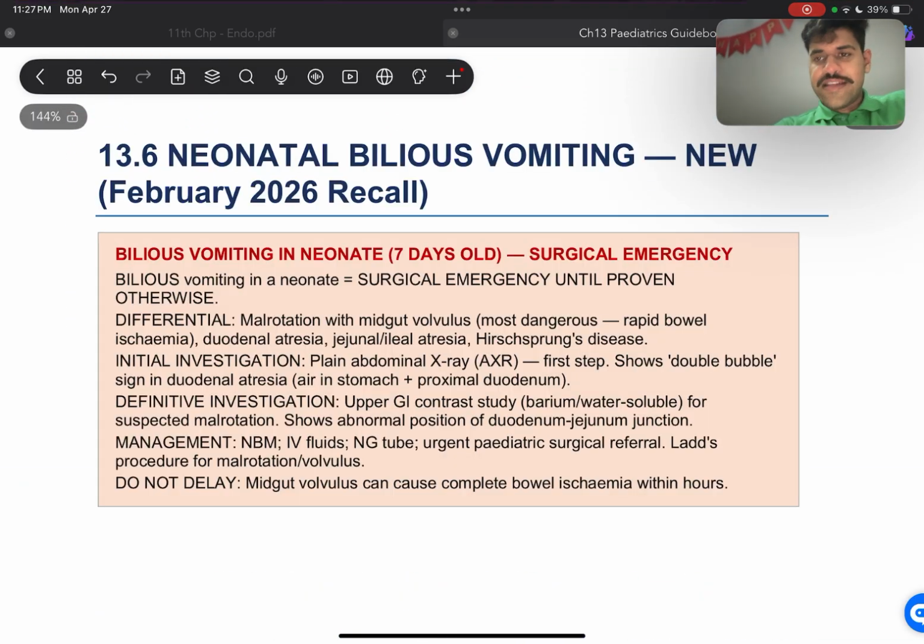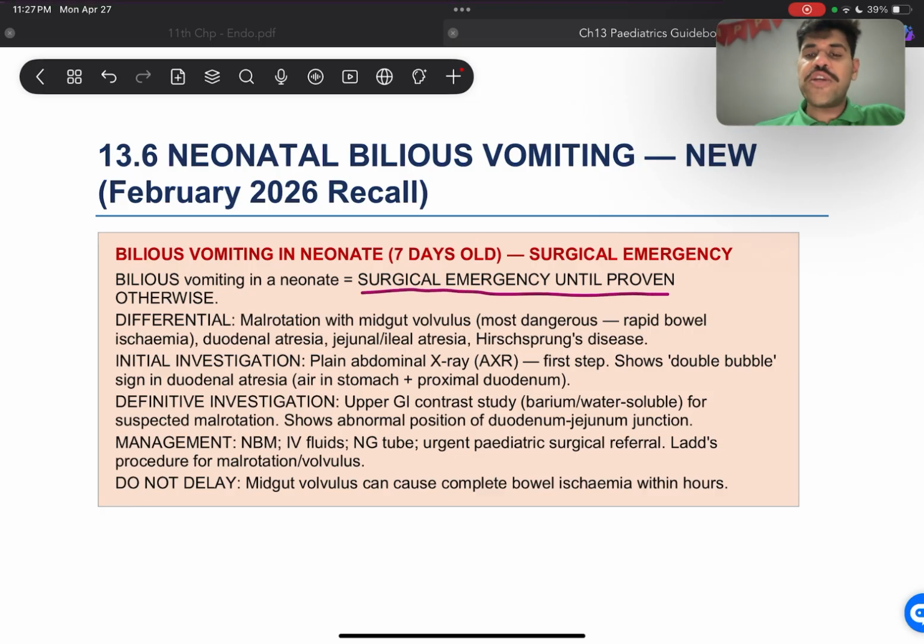Now, moving on to bilious vomiting. So they've started talking about bilious and non-bilious vomiting. Bilious vomiting is always going to be a surgical emergency in neonates until proven otherwise. So neonates up to 7 days old, surgical emergency.